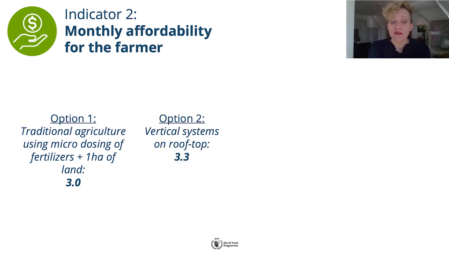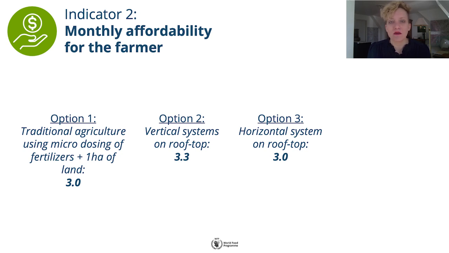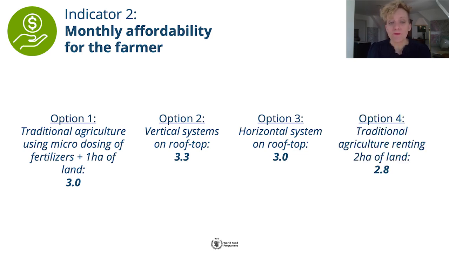Option 2, you have a vertical system on a rooftop and you realize the ratio is 3.3. Option 3, you have a horizontal system on a rooftop and it provides you with a ratio of 3.0. So the benefits divided by the cost, 3.0. And then option 4, traditional agriculture renting 2 hectares of land is 2.8. Here, for example, the farmer has to rent land, so it produces additional cost, which then also brings down the affordability ratio, 2.8.